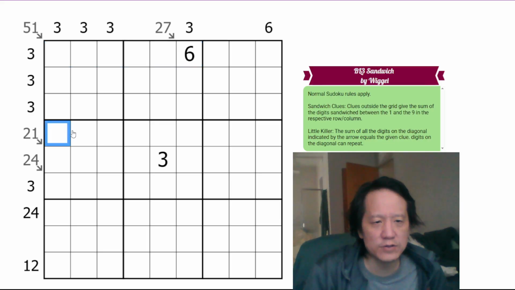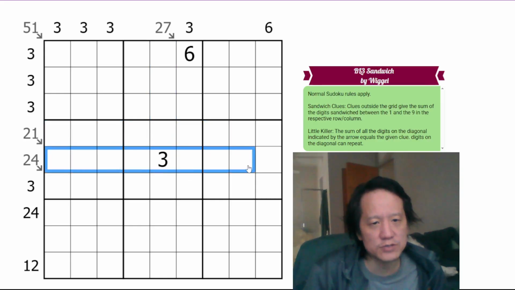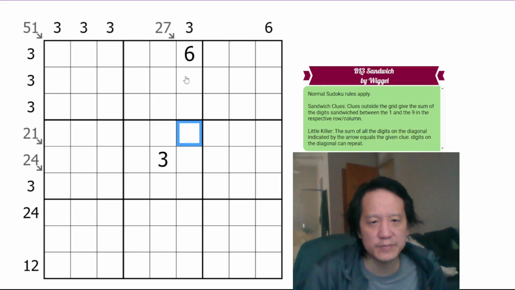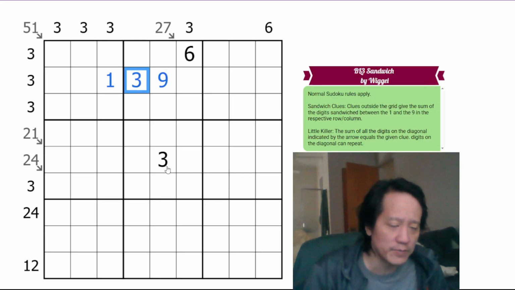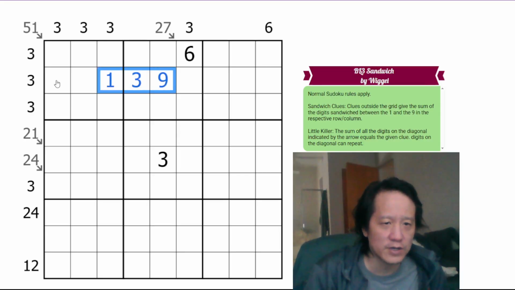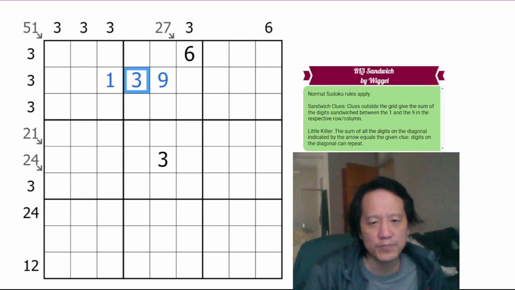I don't know if it includes this. I don't think it does, but I don't know. We'll try solving it without these being sandwich clues and see if they actually do add up. Anyways, for example, if you had in this row a 1 here and a 9 here with a 3 in between, that would be valid because the digits in between the 1 and 9 sum to 3. And that's an example of how sandwich clues work.